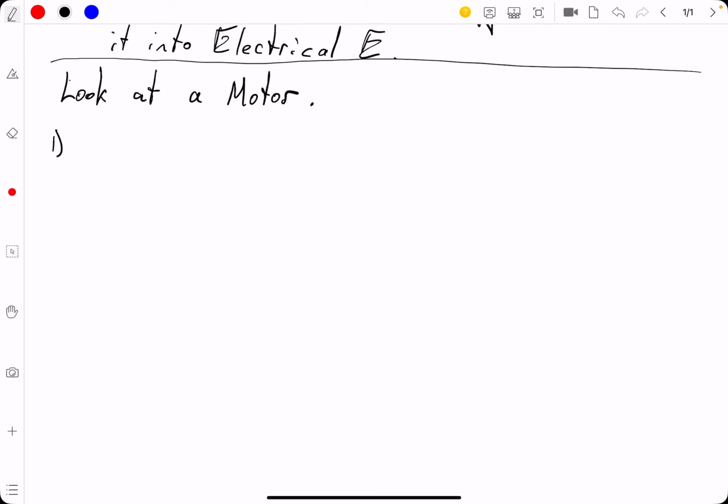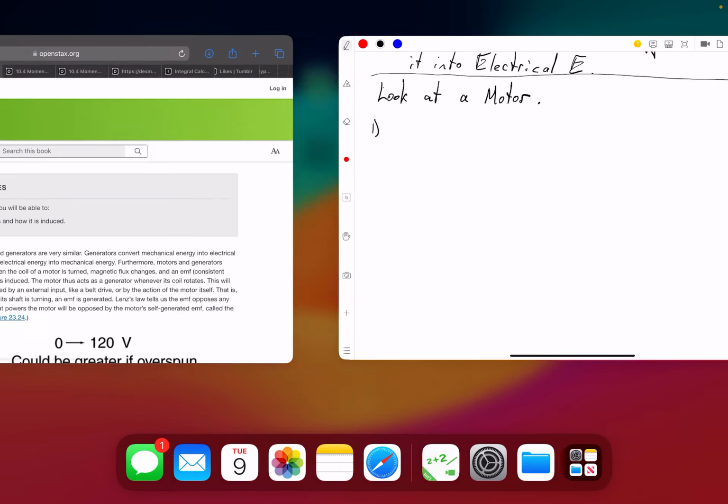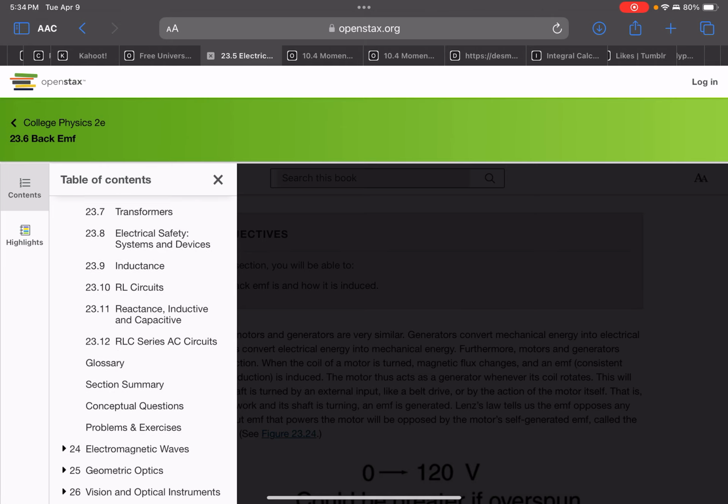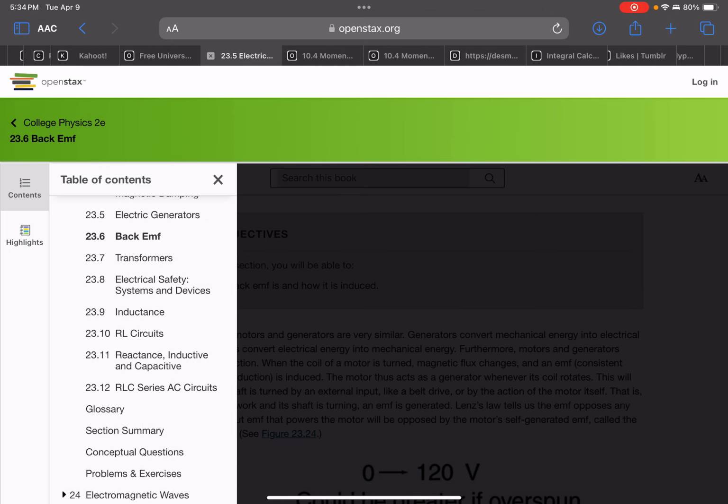First, current is run through the coils due to supplied voltage from an energy source. Okay, so I guess we could go back to whatever happens. Don't remember where we were.